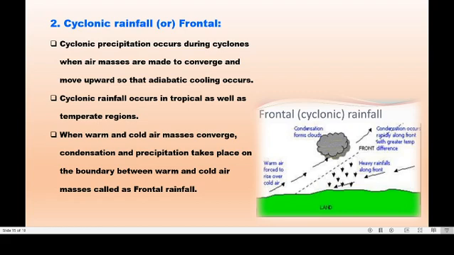It occurs where air masses converge and move upwards. So when warm air masses and cold air masses converge at a place, the warm air mass rises, reaches the condensation level and falls back as droplets of water, known as precipitation. It takes place in the boundaries between the warm and cold air where they meet together. Such a kind of rainfall is known as cyclonic or frontal rainfall.